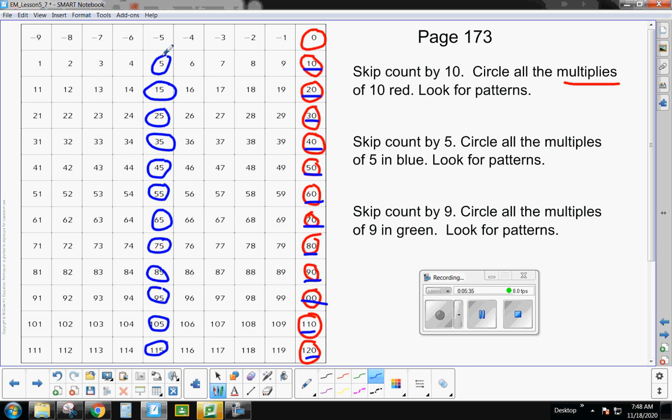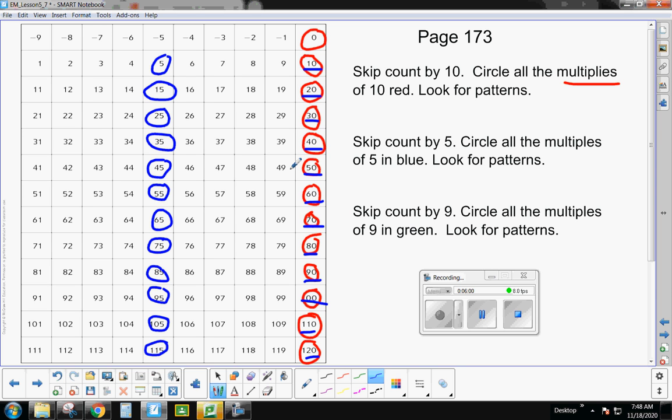Okay, so notice that everything ends in either 5. So everything was either down this column ending in 5, or everything was down this column ending in 0. And we looked at that already this year. We know that anytime we're multiplying by 5, the product is going to end in 5 or 0. We learned that one of our tricks for counting or for multiplying by 5s is to count by 5s, right?